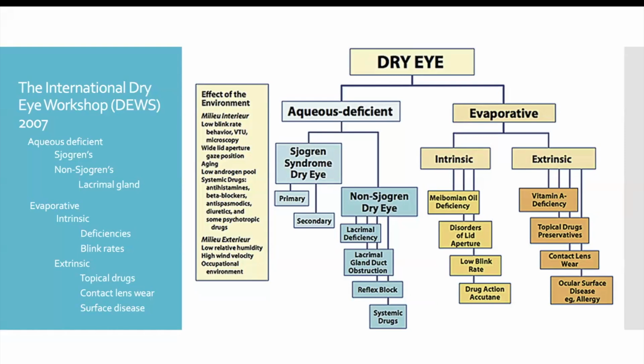And then with your non-Sjögren's, that's either going to be a problem with your lacrimal gland, it's either obstructed, it's been traumatized, either with iatrogenic trauma or just trauma to the globe or the orbit. You've got a problem with the parasympathetic system, or you've got drugs that the patient is taking that reduce your parasympathetic drive. And then you've got your evaporative problems.